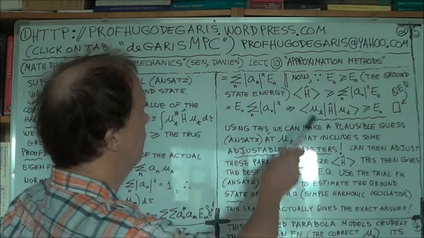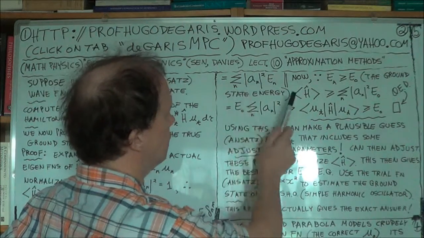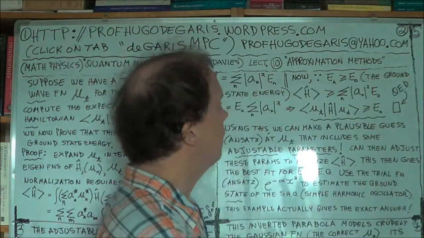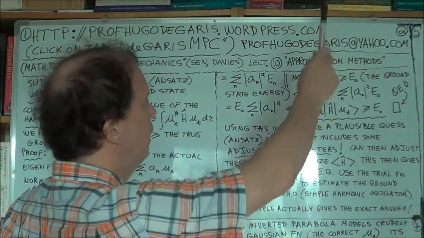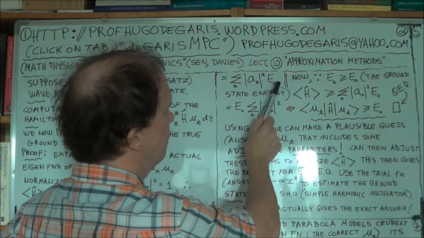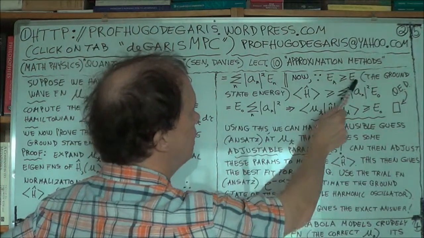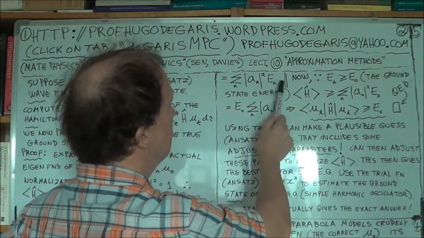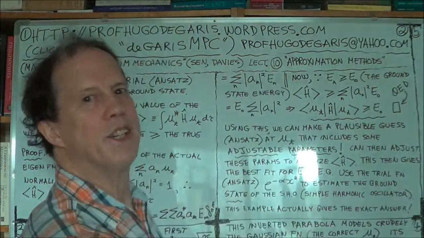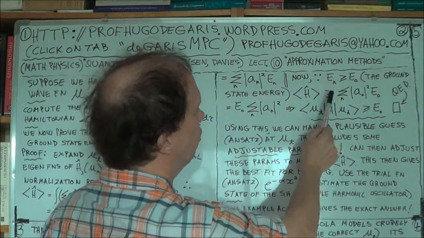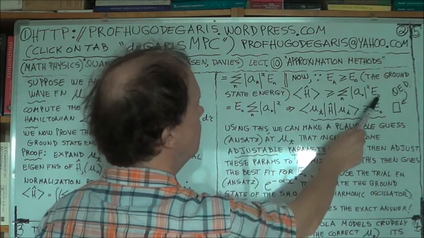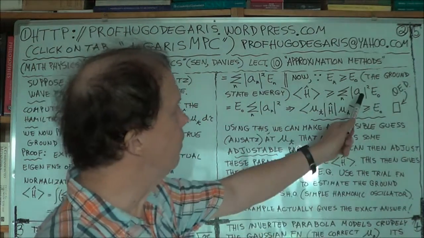So now, since this is equal to the expectation value of the Hamiltonian, can you see that since for these ENs, En is greater than E naught, the expectation value of the Hamiltonian will be greater or equal to the sum of this, but with a E naught here? Okay? Can you see that?